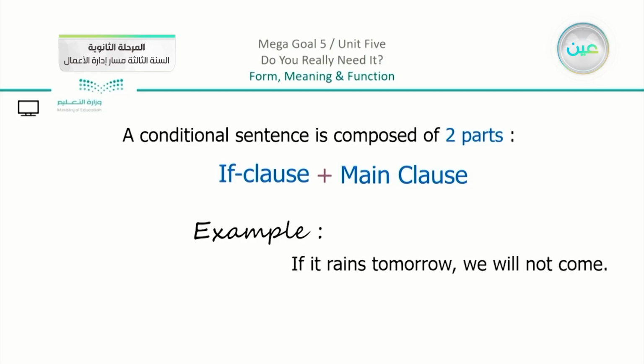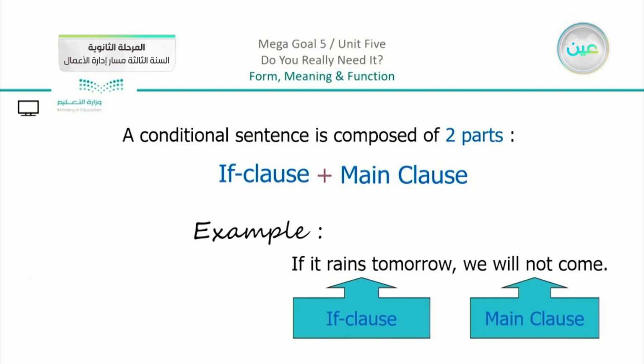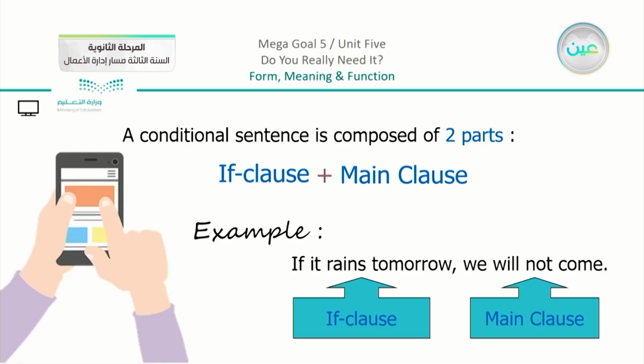Now we have the complete sentence, one sentence. If it rains tomorrow, we will not come. You can see that we have here the if clause and we have here the main clause. And just to check that you are aware of the difference between a dependent clause and an independent clause here. So we have the same idea in the adverb clauses and also in if clauses.